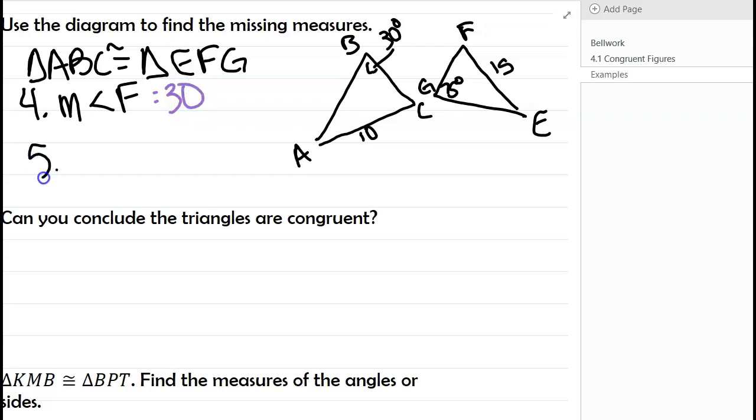Okay, number 5. What if we want to find AB? Now, pay attention to the notation here that I didn't put the line over top, because the line over top would be referring to the actual segment. When I don't put the line over top, it's talking about the measure of AB, the length of AB. So the length of AB is going to be the same as the length of what segment? EF, the first two letters. What is the length of EF? 15. Okay, easy enough.